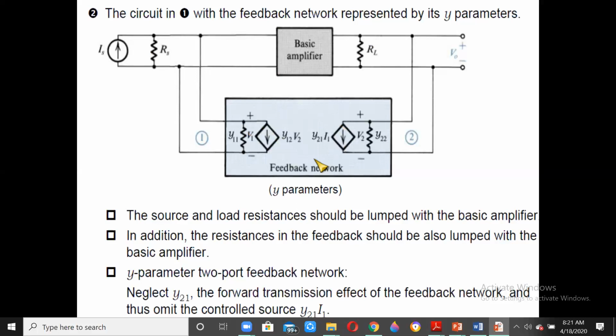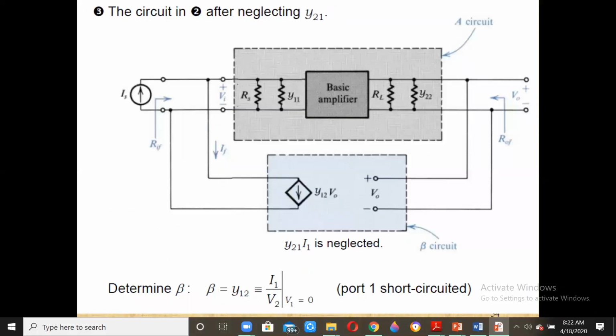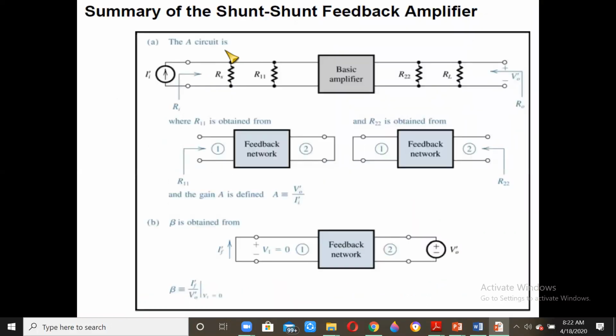So Y21 V1 is the one which we are going to neglect. Once we neglect that, we'll get an equivalent circuit of this type. So Y11 is lumped here, Y22 is lumped here, and we are left with only Y12 V2. So the value of IF is equal to Y12 V0. So Y12 will be equal to IF by V0. And in turn, that will be the same thing as I1 by V2 when V1 is equal to 0, which is the port 1 short circuited.